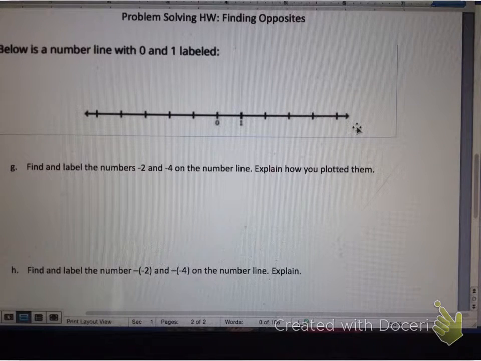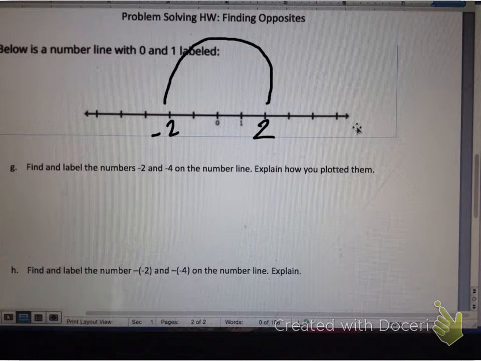Alright, for tonight's homework, the question says below is a number line with 0 and 1 labeled. The first part of it says find and label the numbers -2 and -4 on the number line. So to get to -2, we start from 2 and then we go to the opposite of 2. So the same distance from 0, just on the other side of the 0. So -2 is over here.